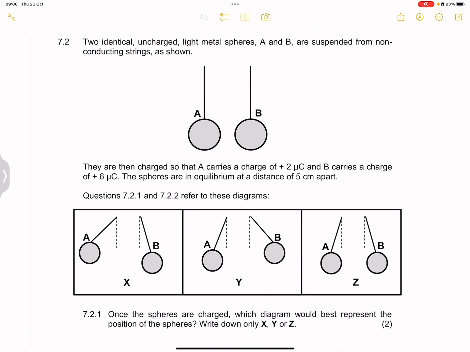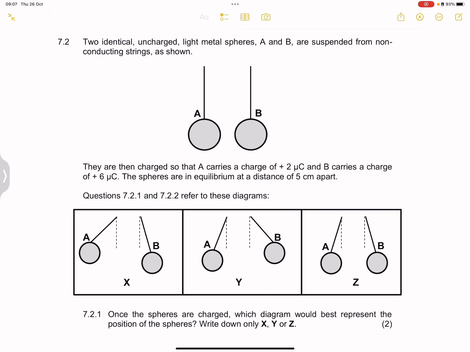Now, we go on to the next one, 7.2. They say we've got two identical uncharged light metal spheres, A and B, that are suspended from non-conducting strings, as shown. They are then charged so that A carries a charge of positive 2 and B carries a charge of 6, so their charges are 2 and 6 microcoulombs respectively. They say the spheres are in equilibrium at a distance of 5 centimeters, so they get to a distance of 5 centimeters apart.